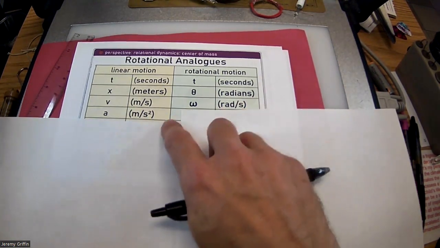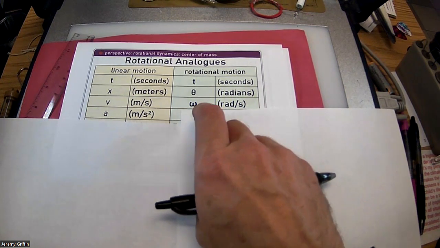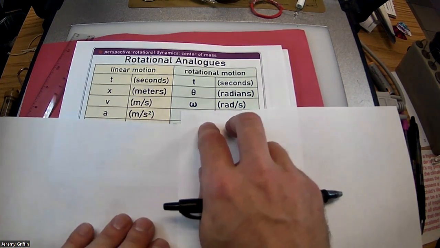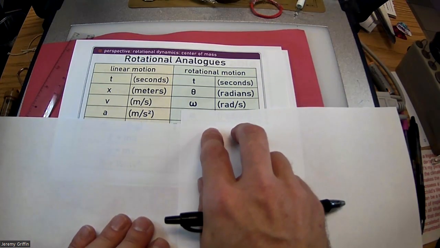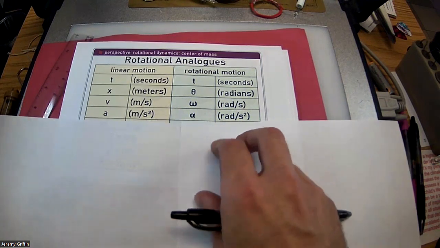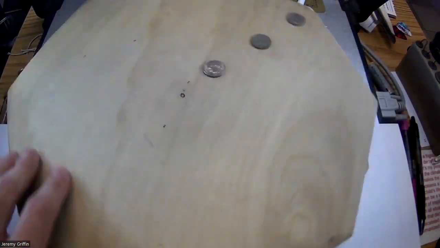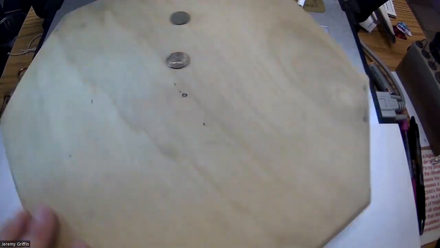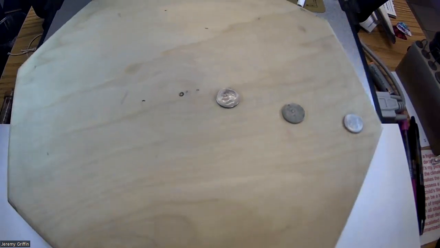Acceleration, meters per second squared. Now that's in a linear sense. What's the rotational equivalent? Angular acceleration. What's the symbol for that? Alpha. Boom. That'd be radians per second squared. So now if I have my turntable speeding up faster, faster, faster, how can I quantify that? Or if I let it go, there's a frictional torque on it that brings it to a stop. What's the rate of slowing down?